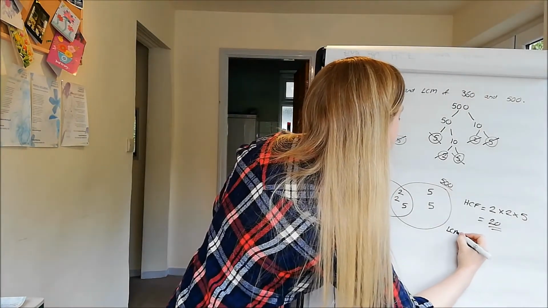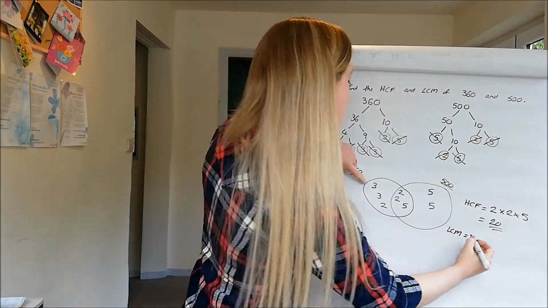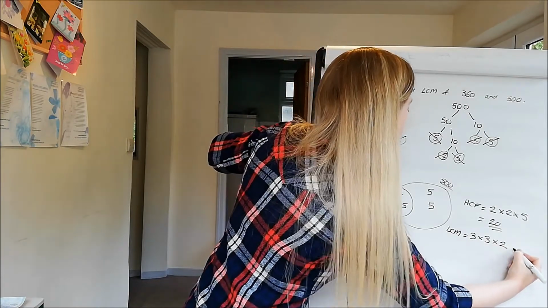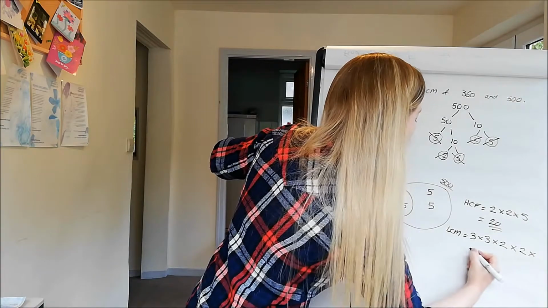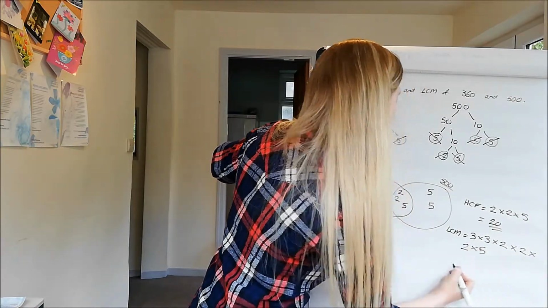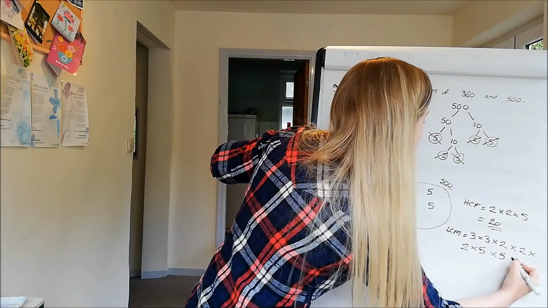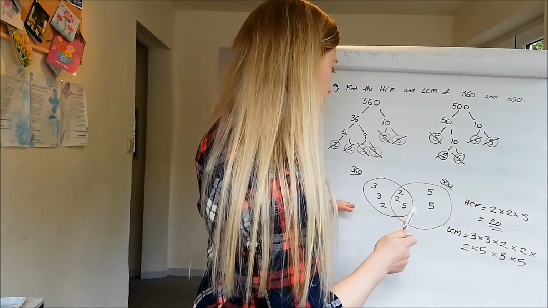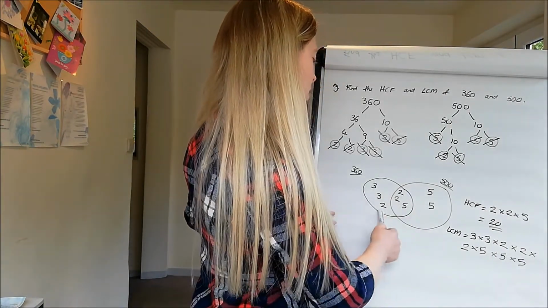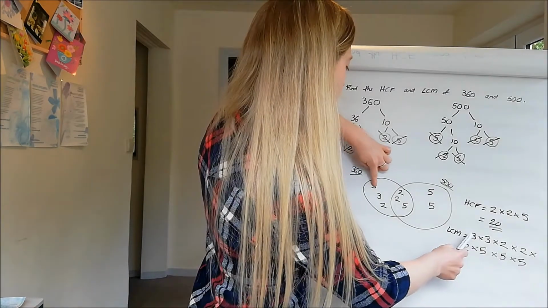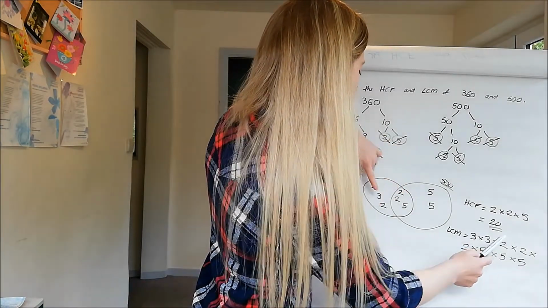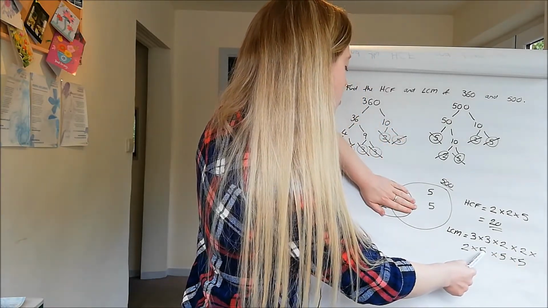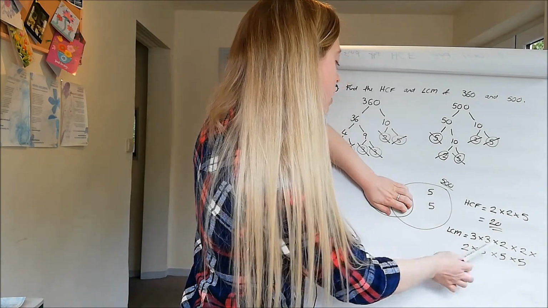The lowest common multiple is going to be all the Venn, so 3 times 3 times 2 times 2 times 2 times 5 times 5 times 5. Then all of this circle here represents 360. So 3 times 3 times 2 times 2 times 2 times 5 all represents 360. So the answer up to that point is 360.